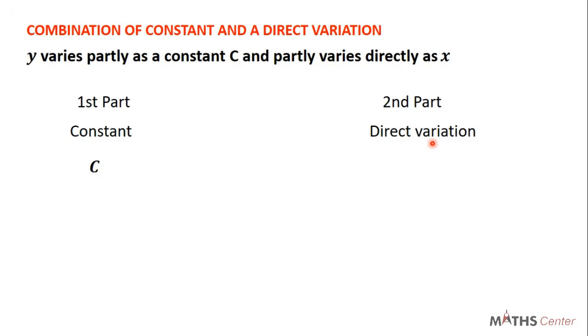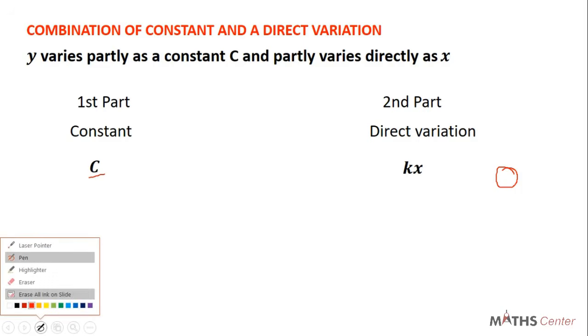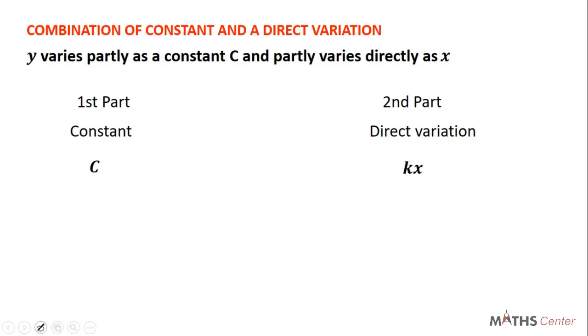From direct variations, we learned that if y varies directly as x, it is written as y is proportional to x. And if we introduce the constant of proportionality, then y is equal to kx. What this means is that the first part of y is c, and the second part is kx, because y varies directly as x and we introduce the constant of proportionality k. So the constant is c, and the direct variation part is kx.